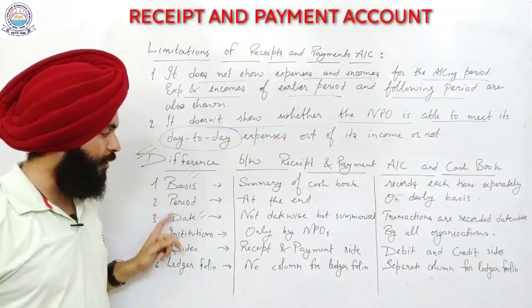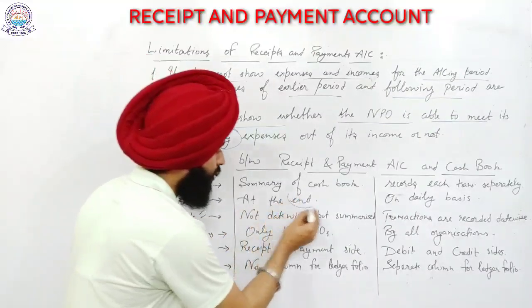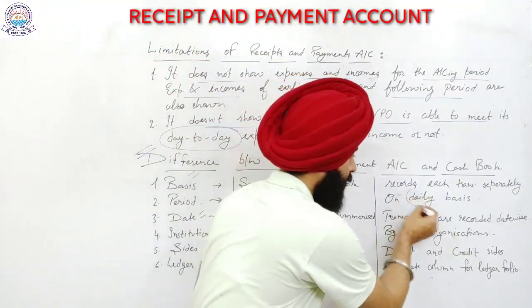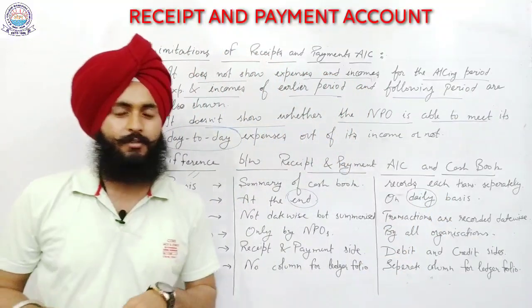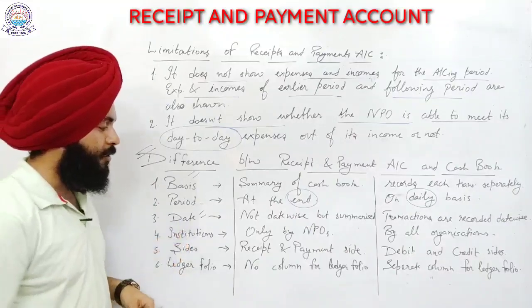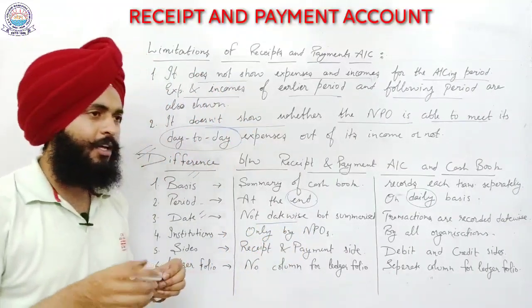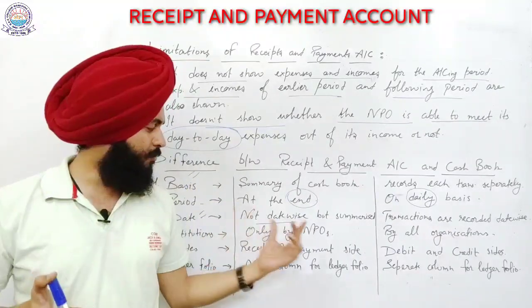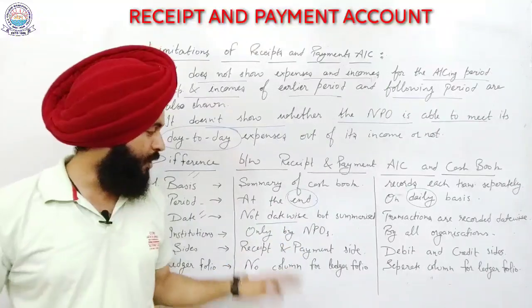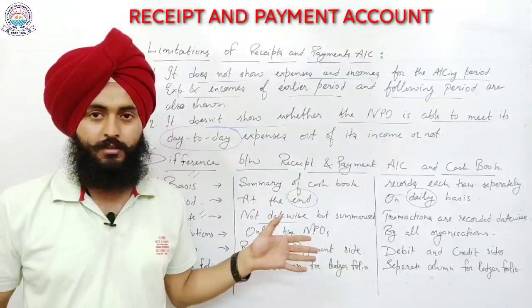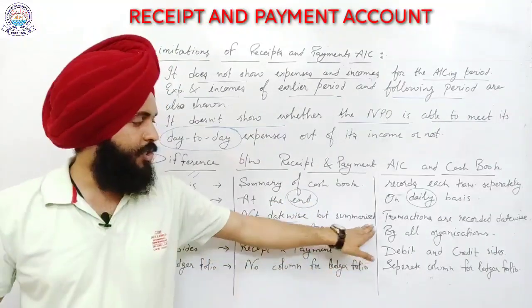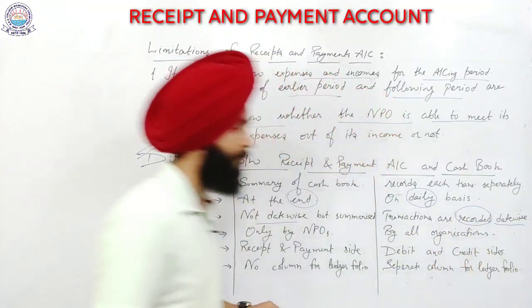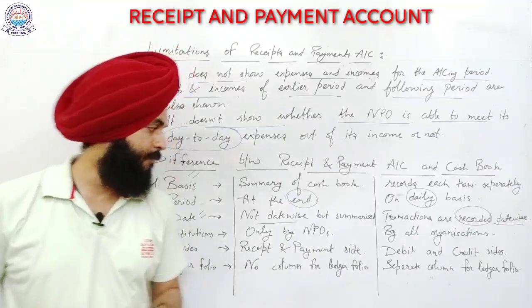Second, the period. The period of the receipt and payment account is at the end of the year, but in the cash book we record transactions daily. As for date, the receipt and payment account, as I told you, is a summarized form. At the end of the year we have to make it. So how can we put the dates? There is no date-wise recording, it is just a summarized form. On the other hand, transactions are recorded date-wise in the cash book.